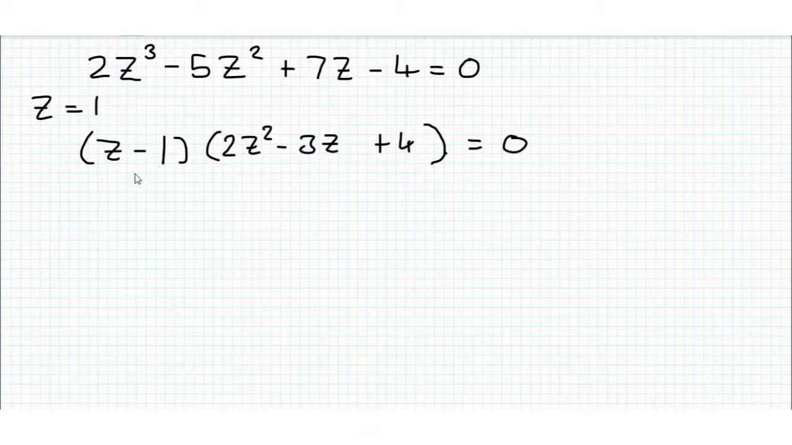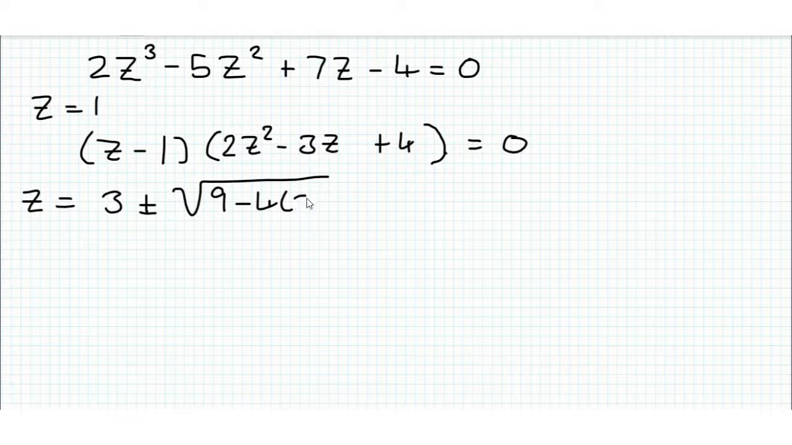So one of our solutions is z equals 1. The other possible outcome we have is that 2z squared minus 3z plus 4 is equal to 0. And we can solve that using our quadratic formula. So z is equal to minus b, so that's 3, plus or minus the square root of b squared, so minus 3 squared is 9, minus 4ac, where a is 2 and c is 4, and that's all divided by 2a, which is 4.